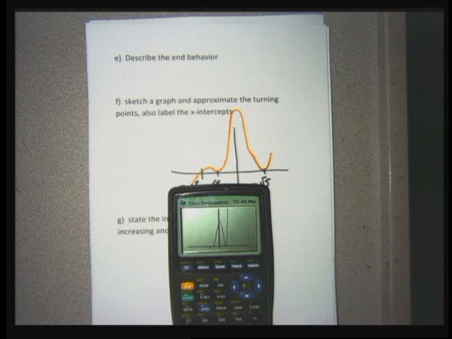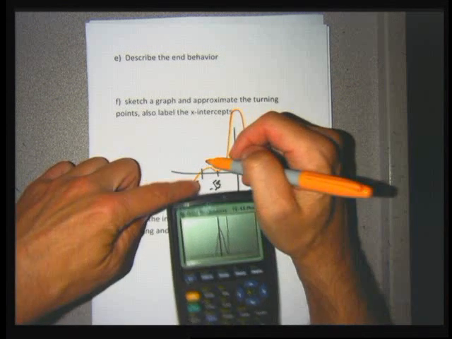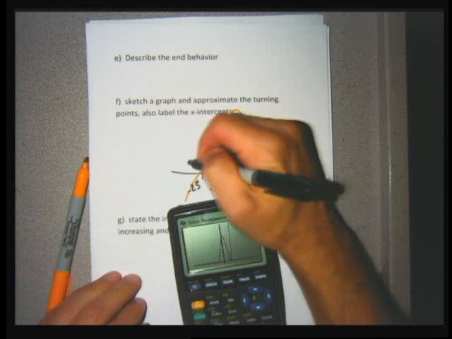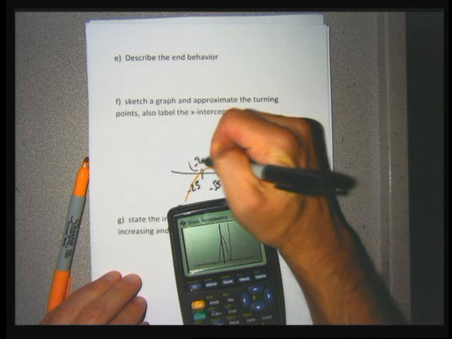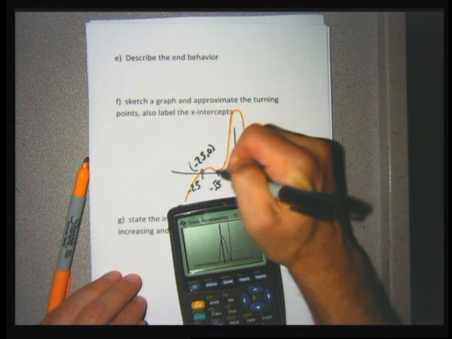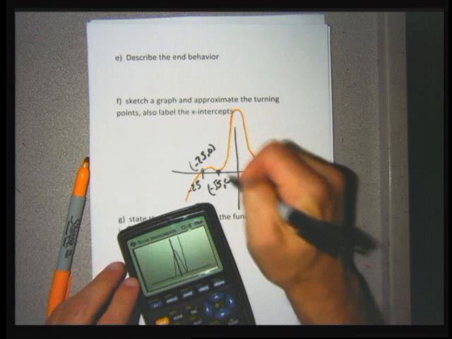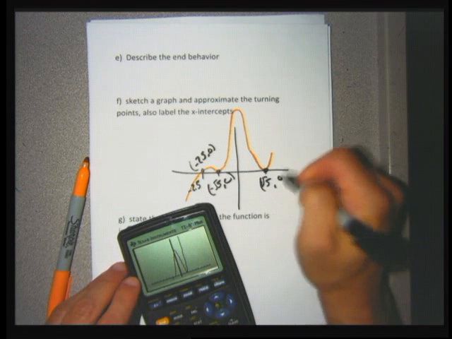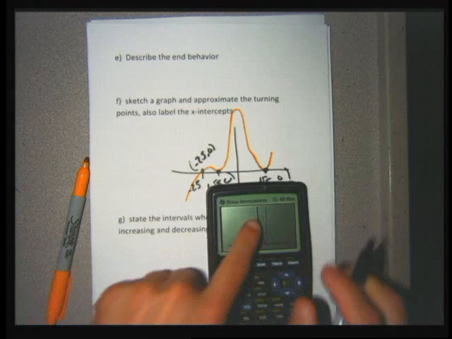that I used. So I know that these points are the x-intercepts at negative 2.5 comma 0. This is the negative square root of 5 comma 0. This is positive square root of 5 comma 0. Last thing I need to get is that point there.